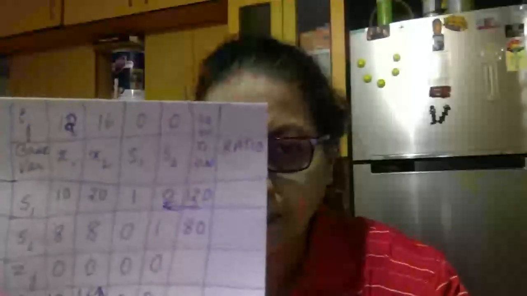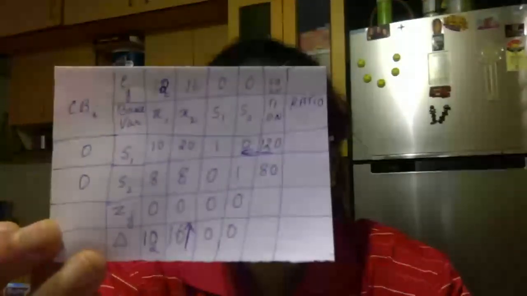Okay, now we calculate the ratio. 120 is there, no? The solution column 120. You divide by the number in the key row. 120 divided by 20, and 80 will be divided by 8. Do you understand? 120 will be divided by 20, which is x2.